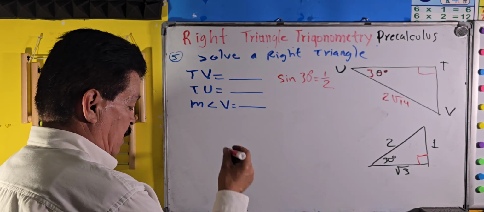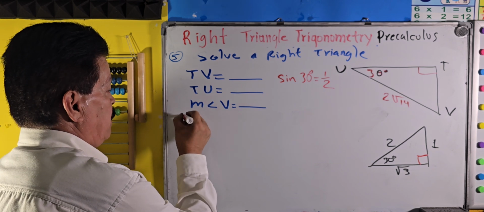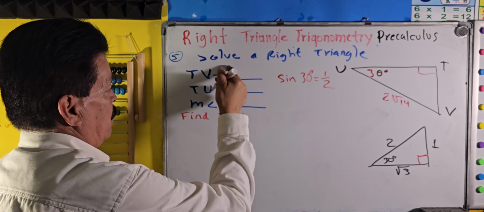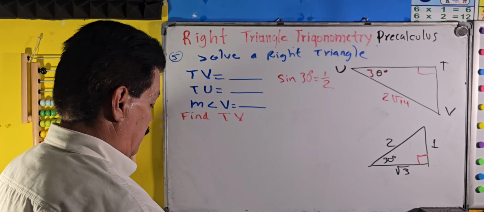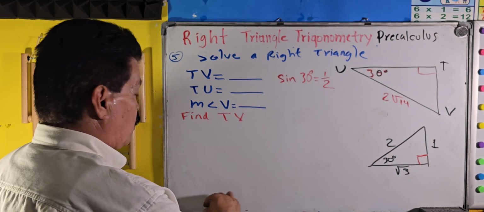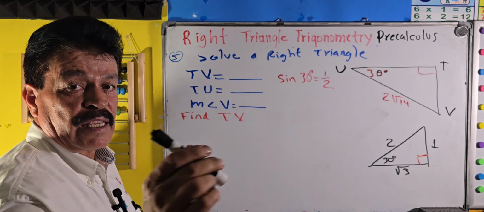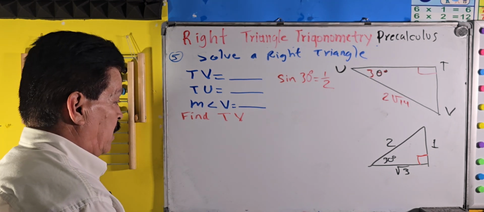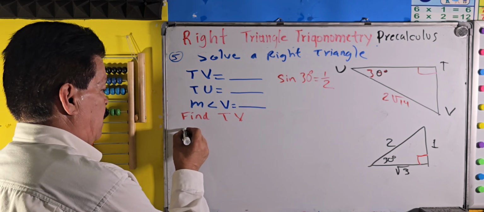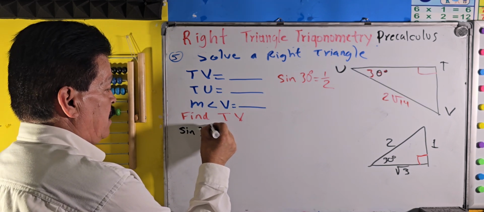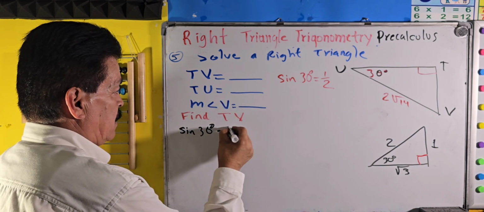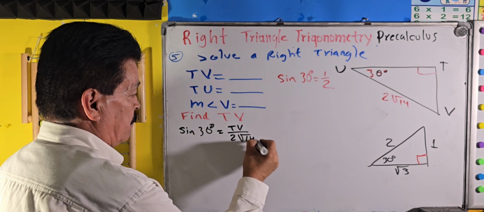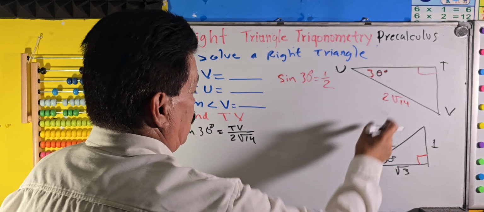Now we have to find TB. The first thing, we have to use the definition of the sine. Remember, I gave it to you, the definition of the sine, to write the equation. So we have to write sine 30 degrees equals TB divided by 2 square root 14. 2 square root 14 right here.